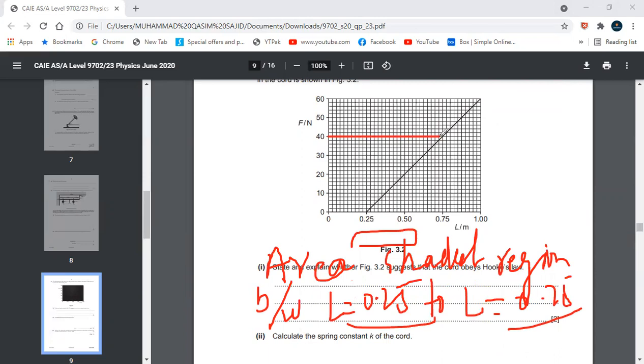Basically this point shows the value, so this triangle that is formed has to be shaded, up to 0.75. So we just describe the values of length. When the limit is 0 to 40 Newton, the length must be 0.25 to 0.75. Is this clear? Yes, sir.